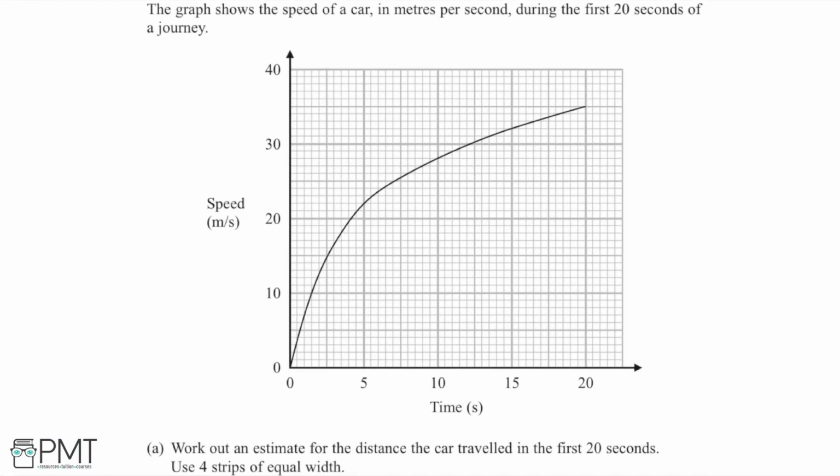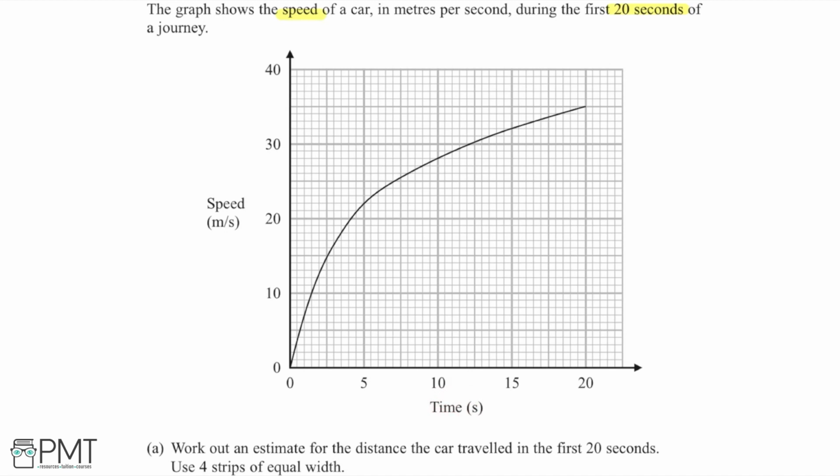So in this question here, we have a graph which shows the speed of a car in meters per second during the first 20 seconds of a journey. And we can see the graph here. So we have speed in meters per second on the y-axis and then time in seconds on the x-axis.